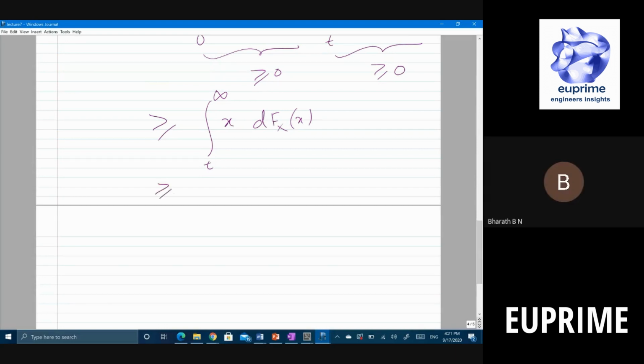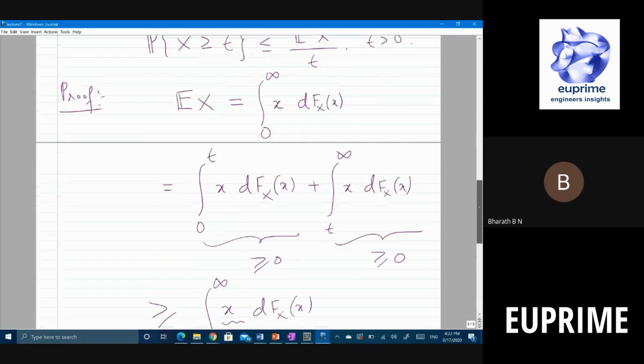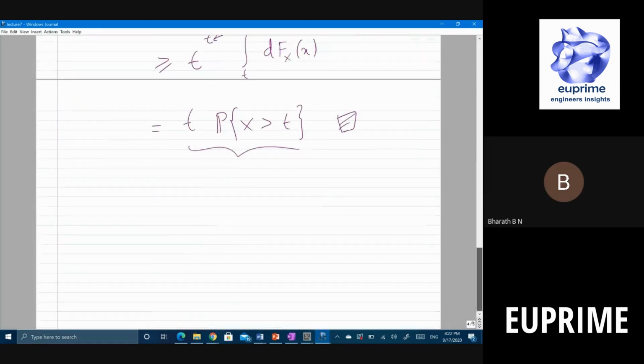So this is greater than or equal to t times the integral from t to infinity of dF_X(x), where I replace x by the lower limit. This is nothing but t times the probability of X greater than or equal to t. So this completes the proof, because this is less than or equal to the expected value of X. That gives me the Markov inequality. Is that fine?